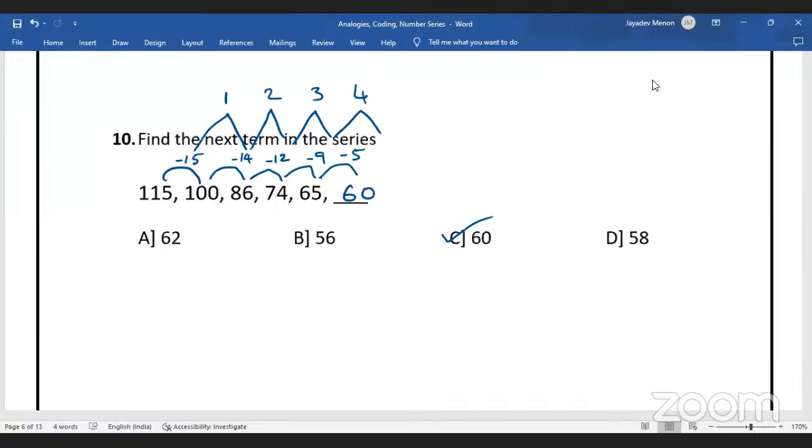The difference between the subtracting numbers is increasing. First it was 1, then it was 2, then 3, then 4. The answer is 60. If there is any doubt, please ask. Okay, next question.